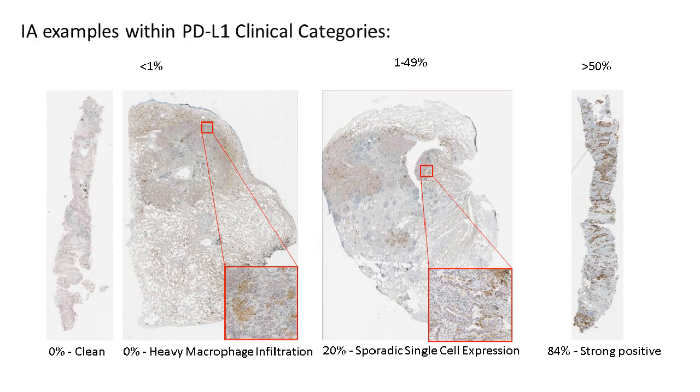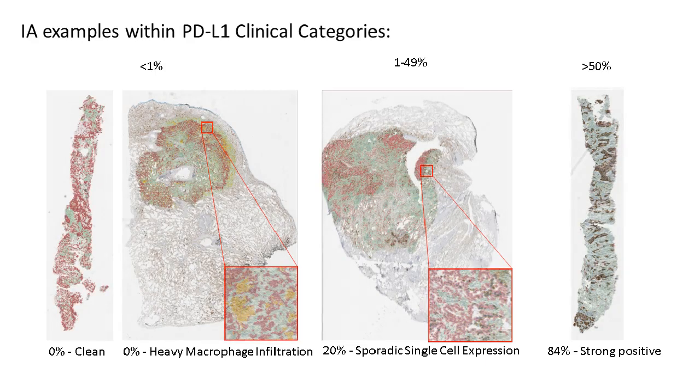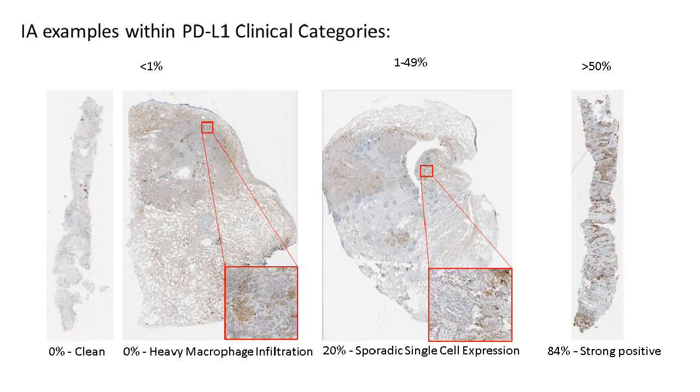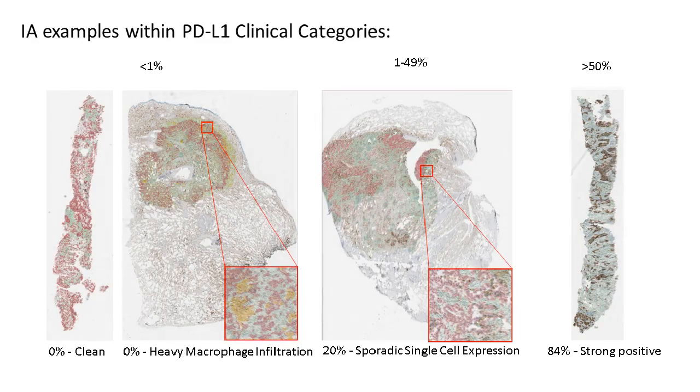Sometimes when you do have this heavy macrophage infiltration, as you'll see in the second image, we have to train that additional classifier to try and tease out those different cells, because those macrophages are PD-L1 positive and could confound the assessment.